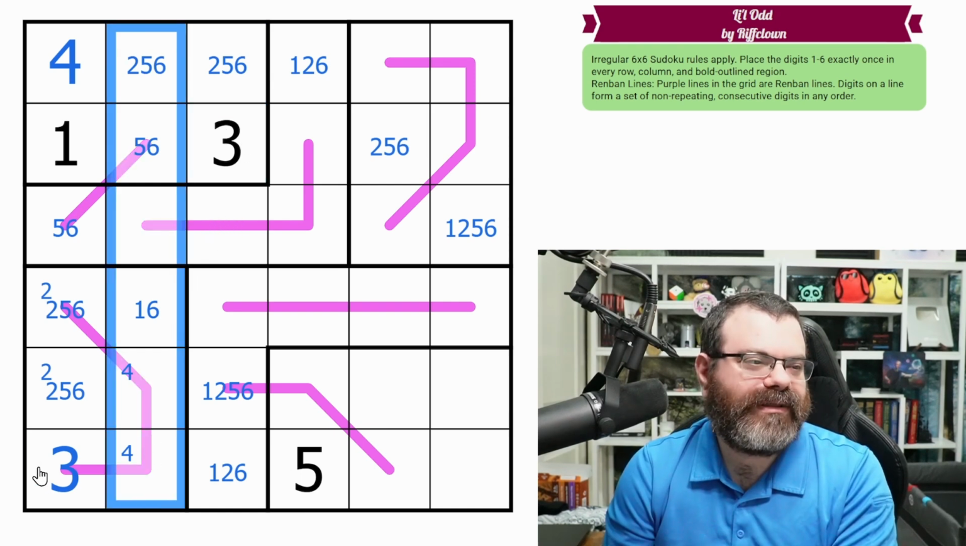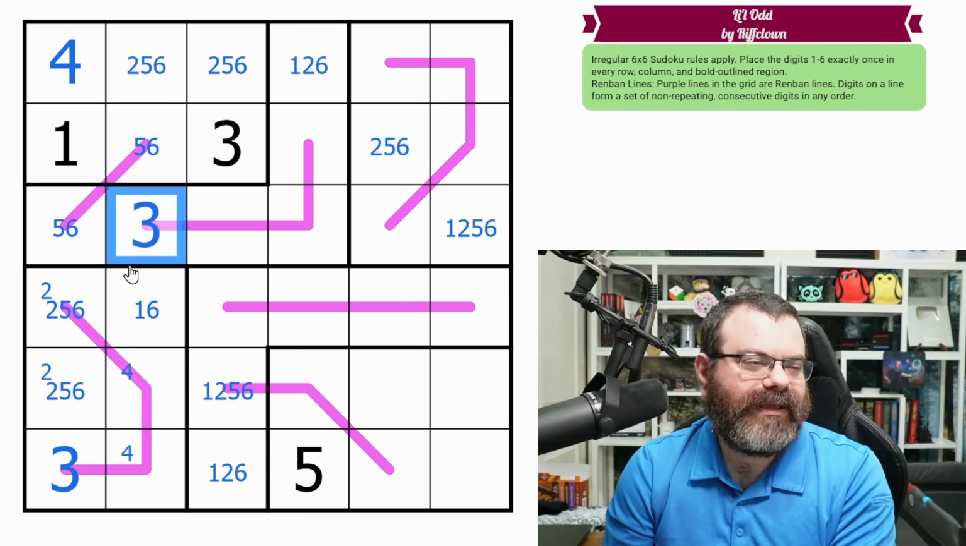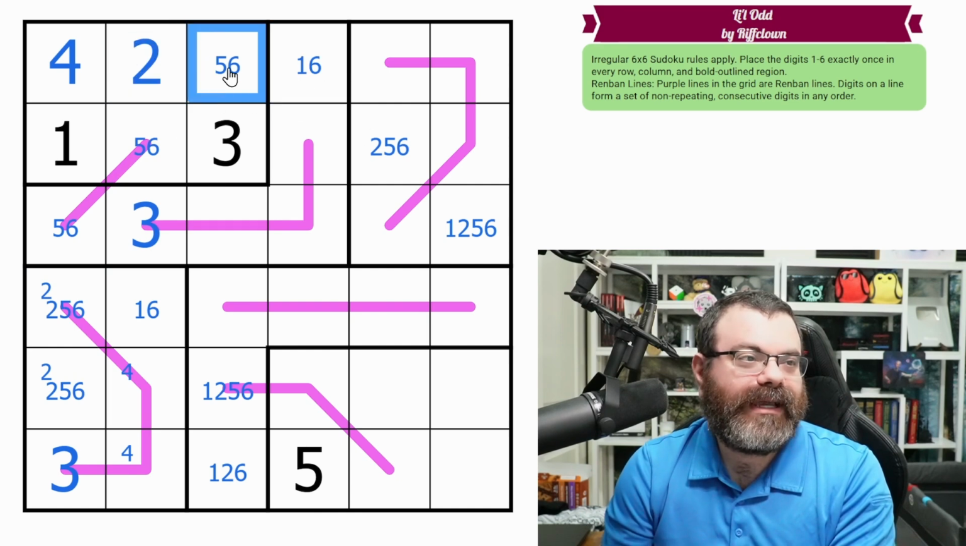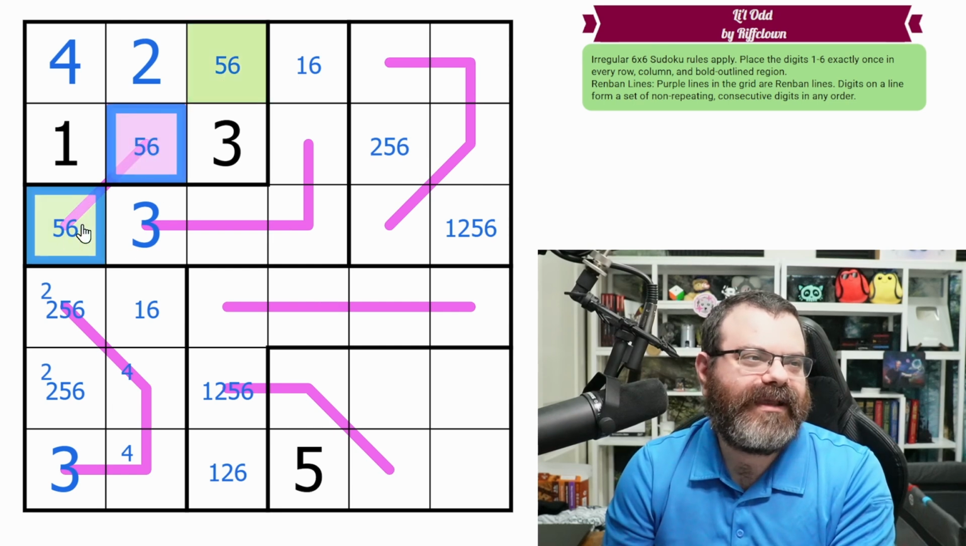Oh, where's 3 in this column? 3's not there. 3's not there. So the 3 goes there. And then now, because of the claiming 2s, where's 2 in the column? It has to go there. All right, I've got this chain of 5, 6s. Maybe I'll color it just to remind myself. These have to be a pair because of the renband, and then these are a pair because of the box. And so these are the same digit.